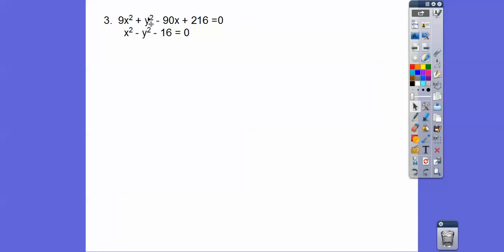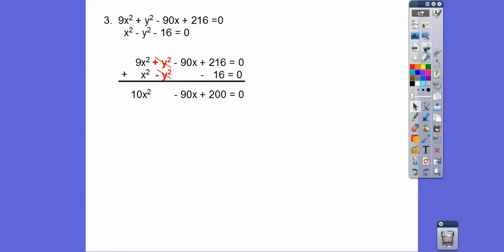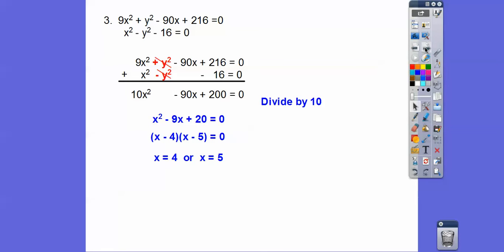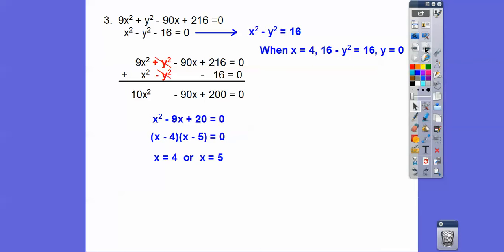Okay, here we have an ellipse and we have a hyperbola. Okay, what I'm going to do is add these equations together right there. Okay, so here we go. When we add them together, the y squareds cancel out, so we get 10x squared minus 90x plus 200 equals 0. We can divide everything by 10, then we can factor, and when we get those x values, then we just substitute it back in. I plugged in x equals 4, so 4 squared is 16. So we get 16 minus y squared equals 16, so the only value we can get to balance that out is y equals 0.